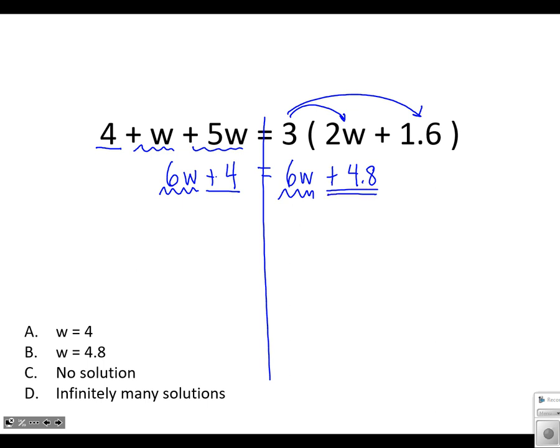What does that tell me? That tells me no solution. If I kept solving, what I would end up with is 4 equals 4.8. Don't be tempted to call one of those W, because they're not. No W is going to make this work. Okay, next.